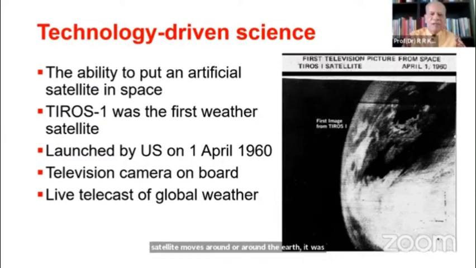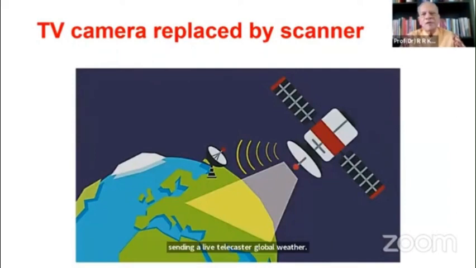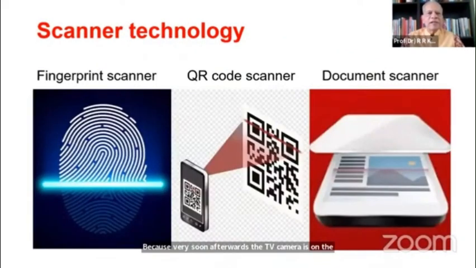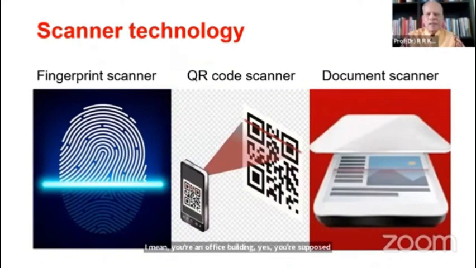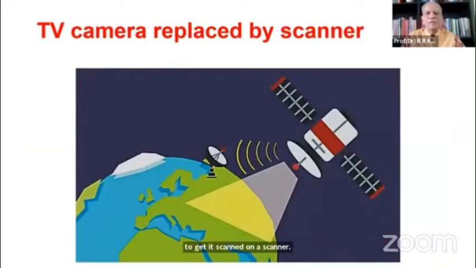But this TV camera on the satellite didn't last long because very soon afterward, the TV cameras on the TIROS satellite were replaced by scanners. Scanners these days are very common. I mean, you enter an office building, you're supposed to get your fingerprint scanned, or you buy something in the marketplace and there's a QR code which you scan with your mobile so that the bank releases payment. Or there's a document which you'd like to send somebody, you get it scanned on a scanner. But at the time of TIROS, scanners were new.